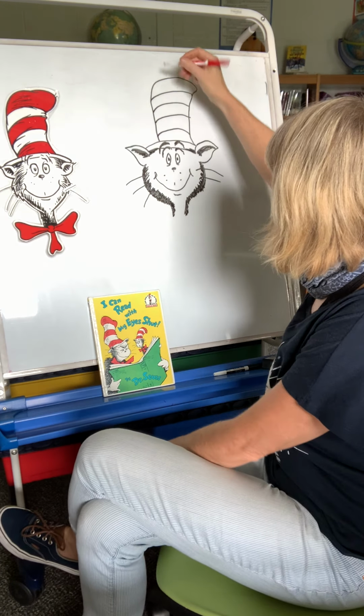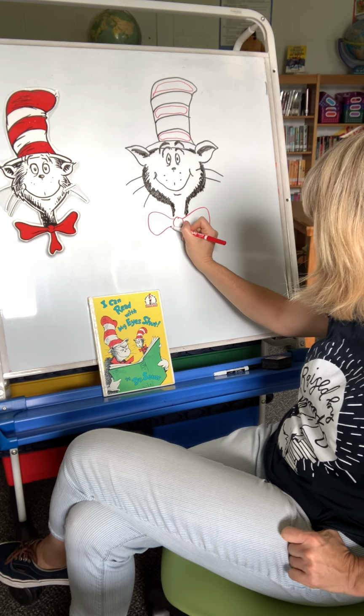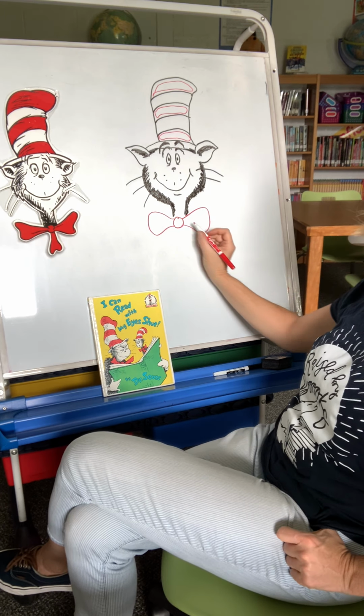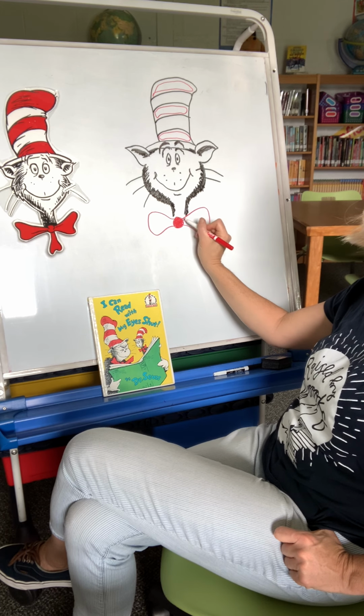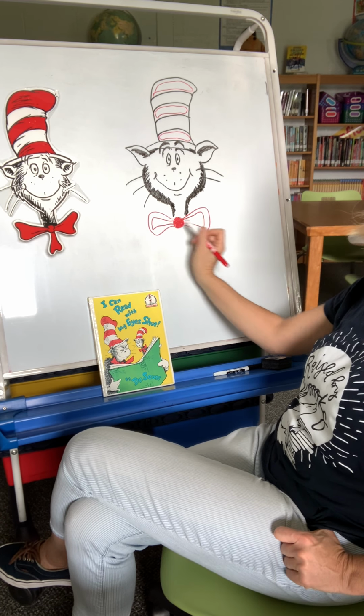But before I do that, I am going to add this. What's he missing? His bow. Absolutely. Let's make a circle for his bow. The bow shape. And I can color that in. That doesn't look exactly like his, but you know, it's fine with me.